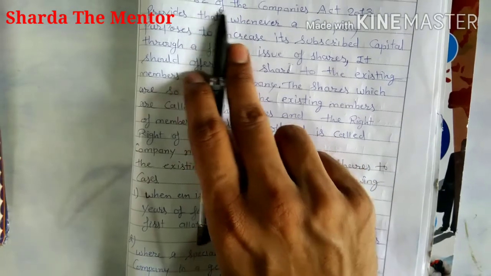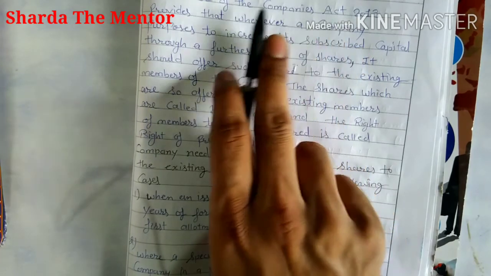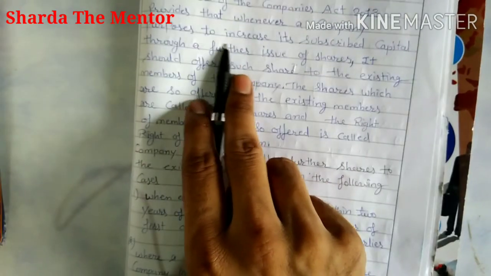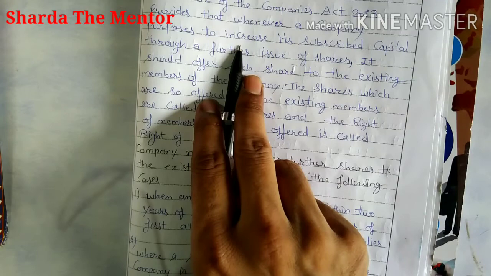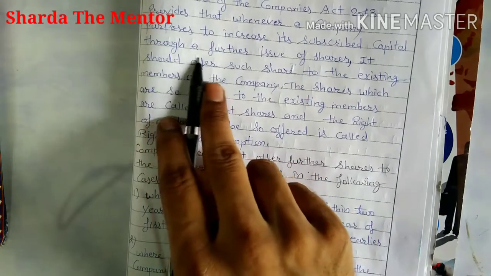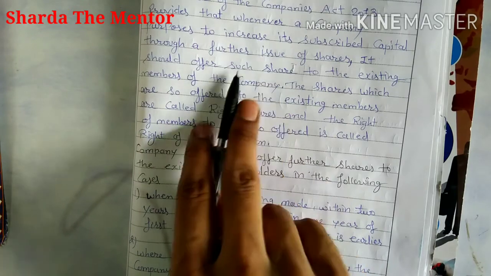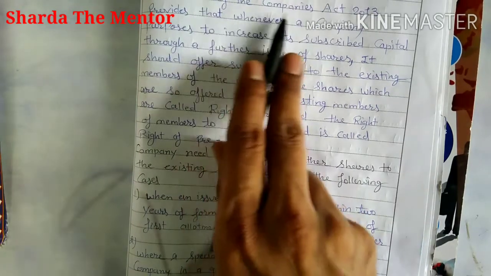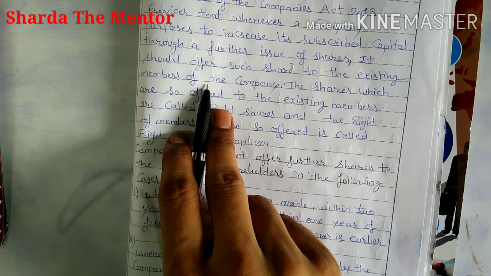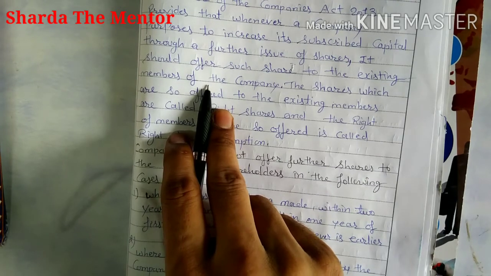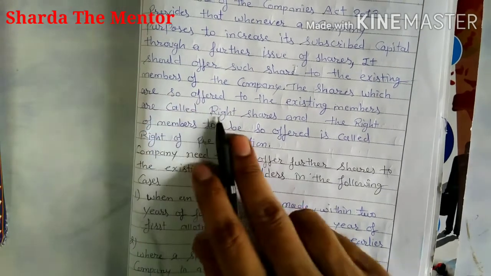So section 62 of the Companies Act 2013 provides that whenever a company proposes to increase its subscribed capital through further issue of shares, it should offer such shares to the existing shareholders. So in section 62 of the Companies Act, it is mentioned that whenever a company requires extra money and wants to issue shares, first they have to issue these shares to the company's existing shareholders.